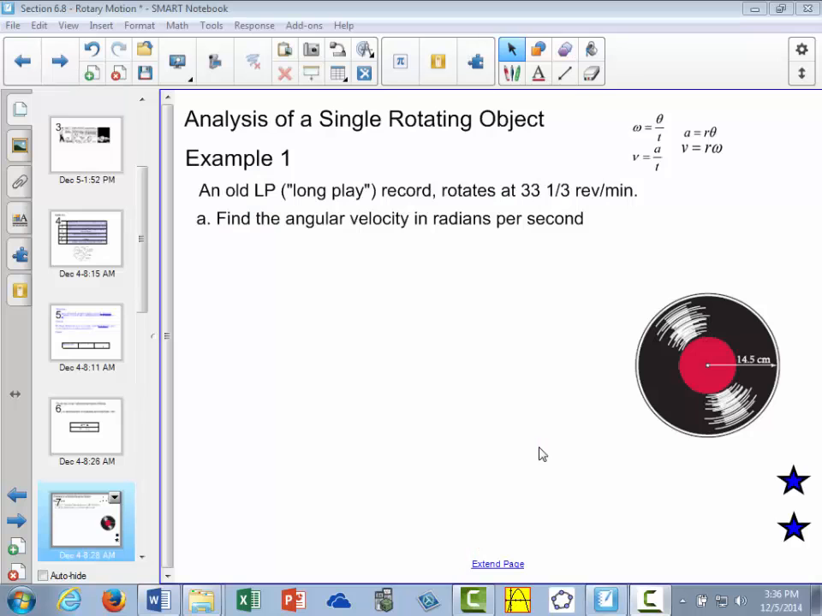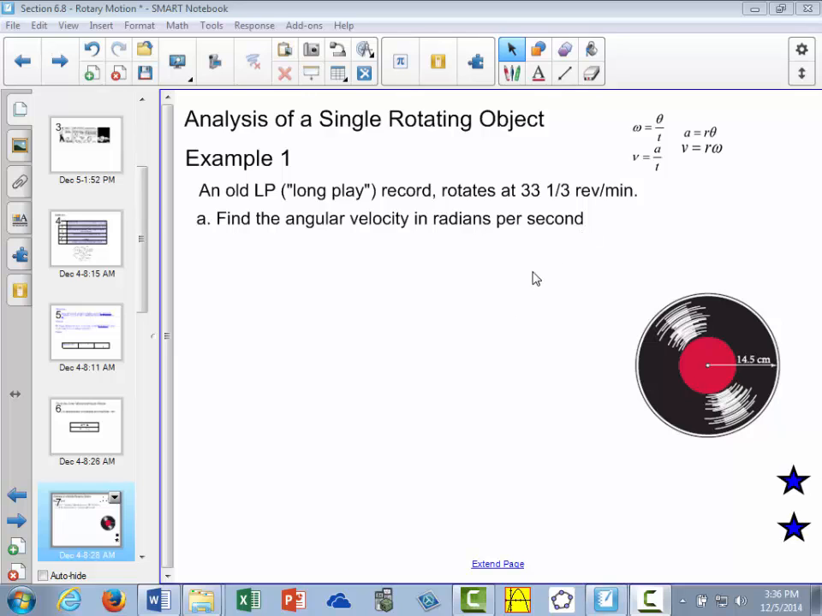Take a look at a problem to see how all this works out. We're going to look at a single rotating object, here an old LP or long play record, which many of you may have never actually seen in person, rotates at 33 1/3 revolutions per minute. We're asked to find the angular velocity in radians per second.